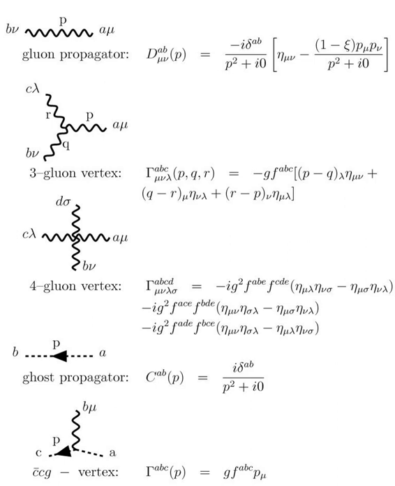A source j_μ^a enters into the equations of motion as ∂^μ F_{μν}^a + g f^{abc} A^{μ b} F_{μν}^c = j_ν^a. Note that the currents must properly change under gauge group transformations.